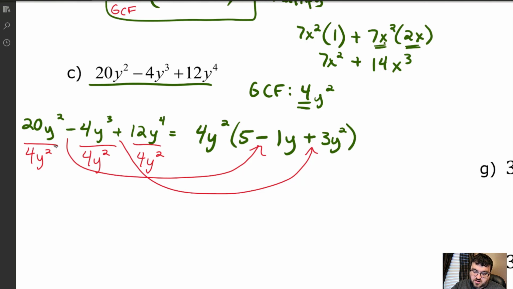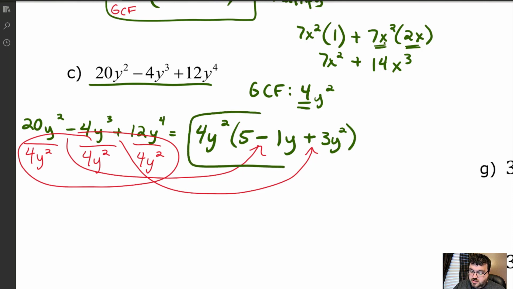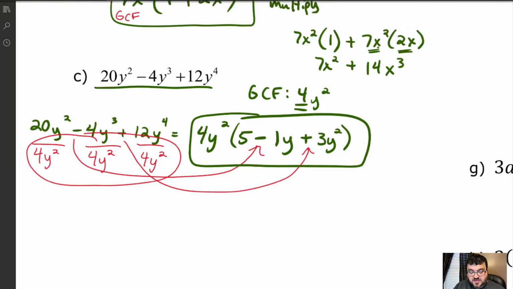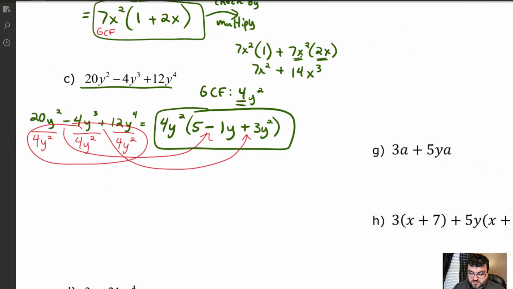The stuff here in red is what I'm thinking about, like I'm dividing each one by 4y squared right here. I just wrote it underneath to have you think about that. But the final answer is going to be this right here, where we have 4y to the second, and then in parentheses 5 minus 1y, or just y, plus 3y squared. So that'll be your final answer for factoring this particular trinomial.